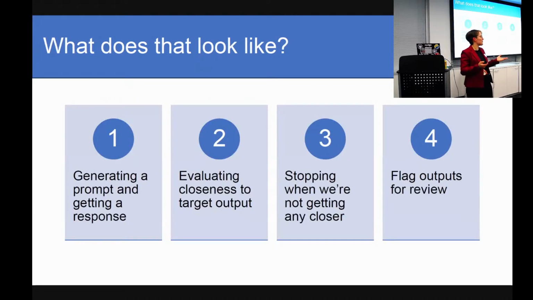All right, so what does this look like? Our process is really four parts. We're generating a prompt and getting a response, so we're reaching in and grabbing something. We're evaluating the closeness of the response to the target text. We're stopping when we think we're not getting any closer than we've already gotten. And then we're flagging some outputs for review, saying, hey, a human really needs to read this.